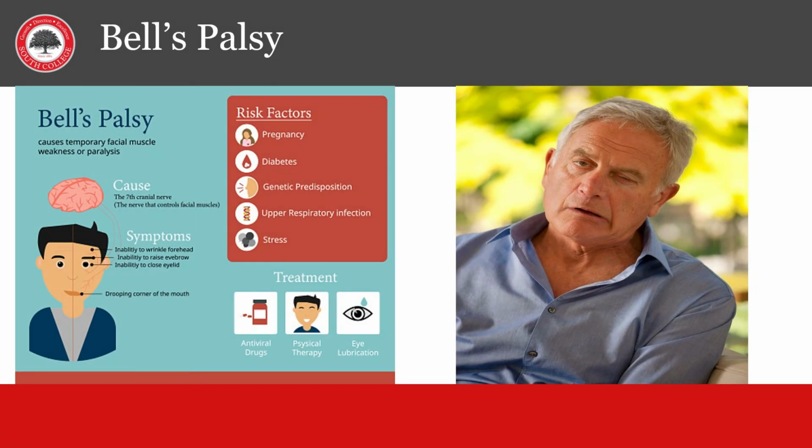Bell's palsy is cranial nerve 7 or the facial nerve paralysis. It has many causes. Patients with this condition have a facial drooping on one side.